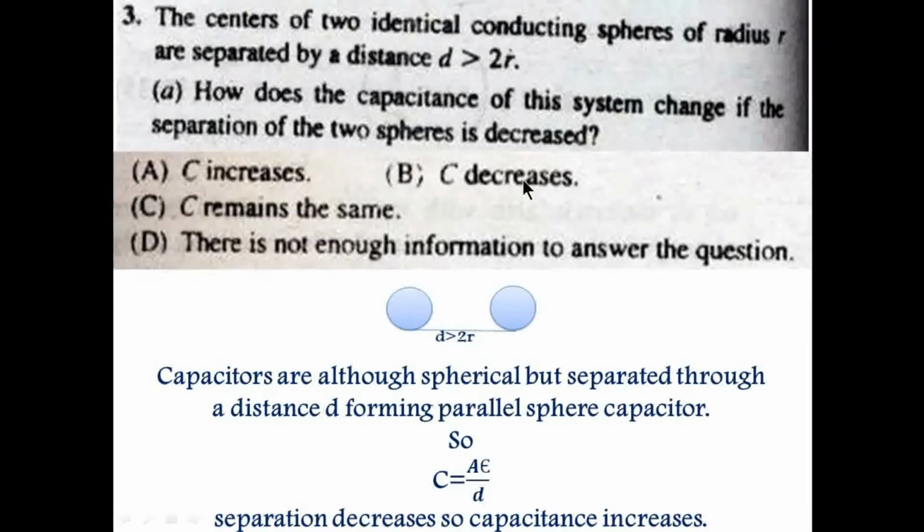So here we know that the conductors are spherical, but they are separated through a distance. They are not inside each other. So here we will use this formula: C is equal to A epsilon naught by D. A is the area of the capacitor and D is the distance between the metal plates. Now as the separation decreases, the capacitance increases, as the capacitance has an inverse relation with the separation. So option A is the correct option.